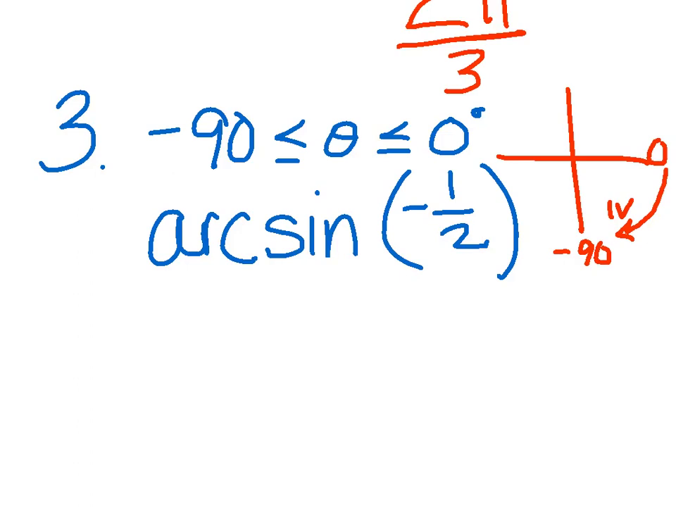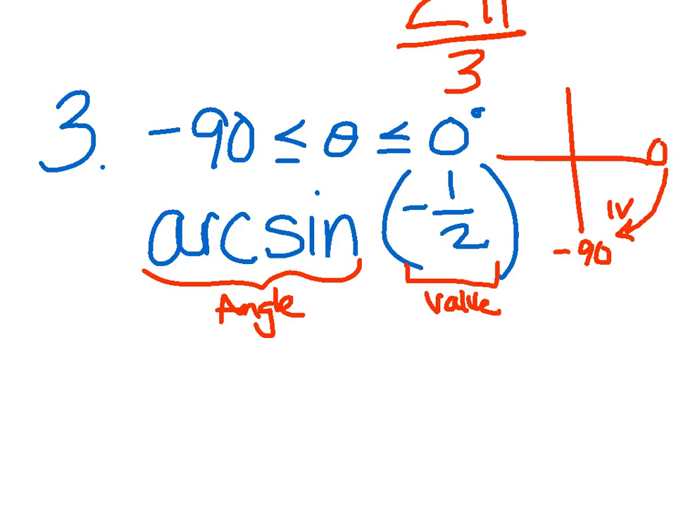All right, arc sine equals -1/2. So remember, this is the value from the table. Arc means find the angle, same as inverse. So close your eyes, picture sine 1/2. Hopefully you're thinking 30 degrees.